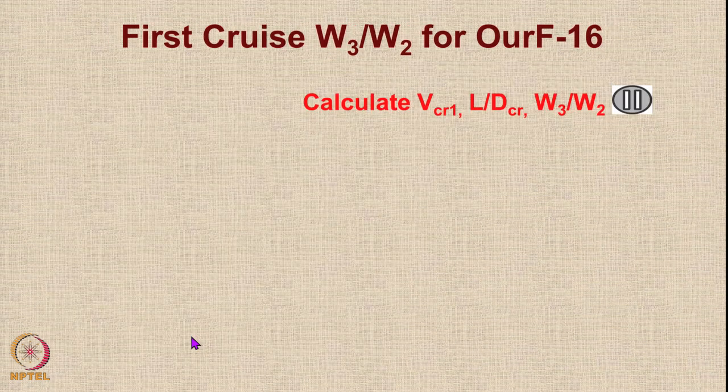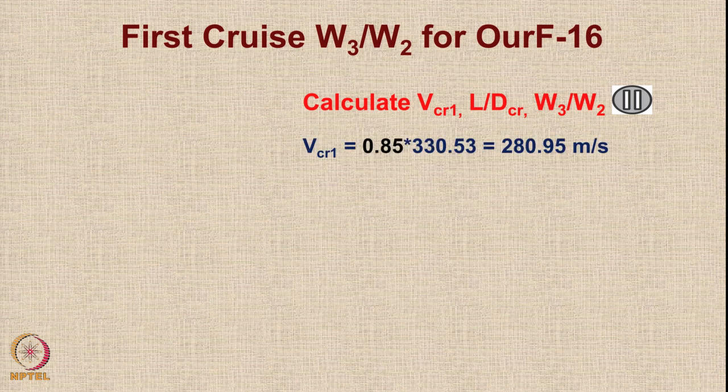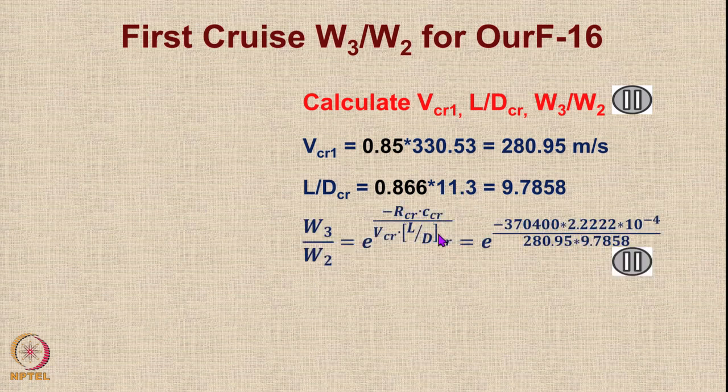So, now I think we have enough data to calculate the values of the cruise velocity, L by D cruise and the weight ratio in the cruise. So, at this stage I would request you to pause the video and do these calculations. Let us see the values. So, the cruise speed is 0.85 specified the Mach number into 330.53, that is 280.95. The L by D will be 0.866 times 11.3, which is the maximum L by D, that is 9.7858.